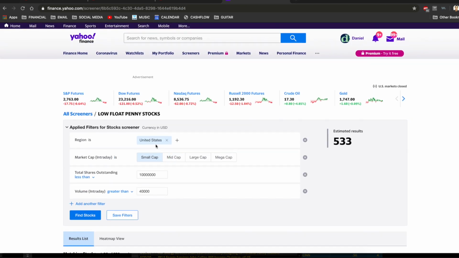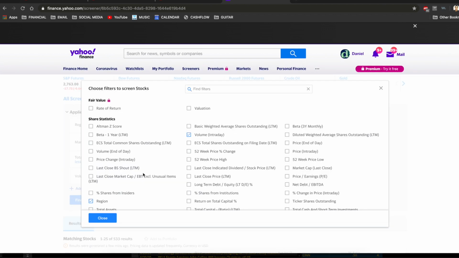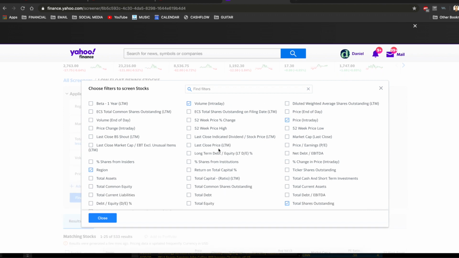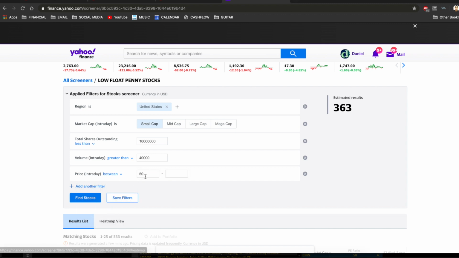Let me change. Oh, I didn't change the price. Let's change the price to, where's the price? Price and intraday. Close price less than $50. Or actually between, you can do 30 cents to, let's say, $30. Boom, 251 stocks, different types of stocks. Find stocks.